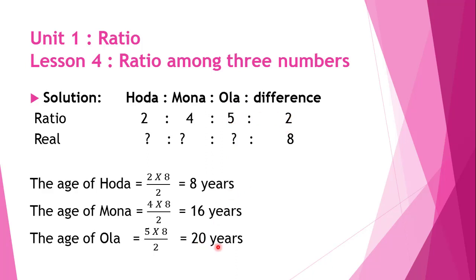20 years. Okay, here 8 years, and 4 divided by 2 equal 2, 2 times 8, 16. And here 8 divided by 2 equal 4, 4 times 5, 20 years. So Huda 8 years old, Mona 16 years old, and Ola 20 years old.